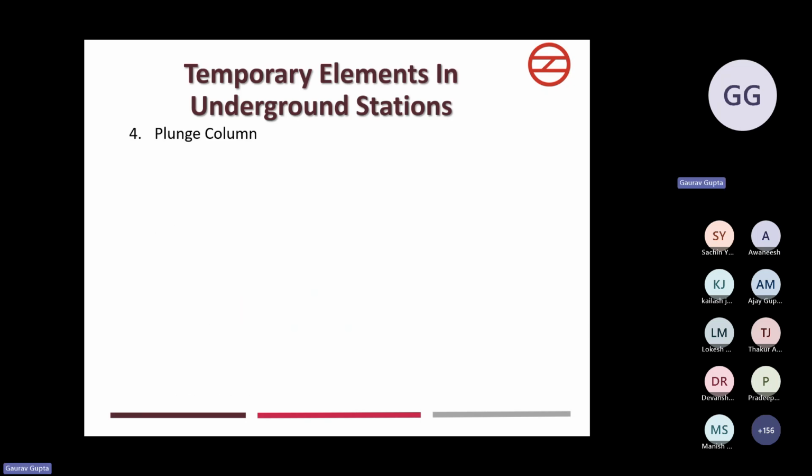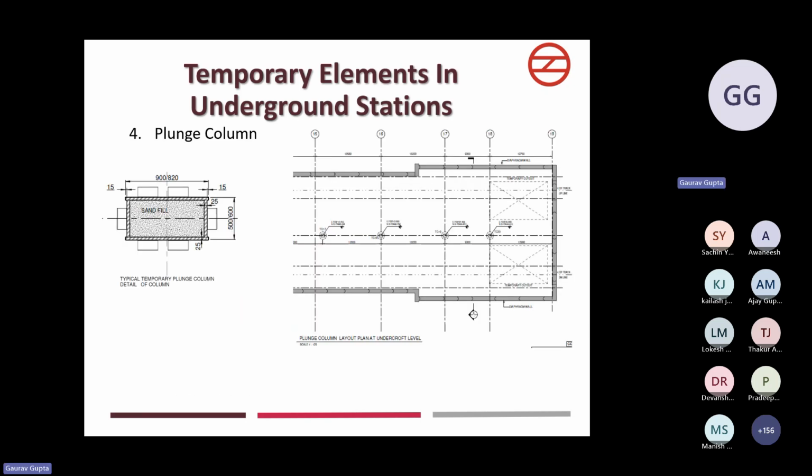Next comes the plunge column in temporary elements in the underground stations. Now, what is a plunge column? A plunge column is basically a temporary column made from I sections. They can be two ISMBs or two UC sections, and inside that there can be sand filling or concrete filling also, depending upon the design requirement. Now, what is the requirement of a plunge column? A plunge column will support the roof slab in the construction stage.